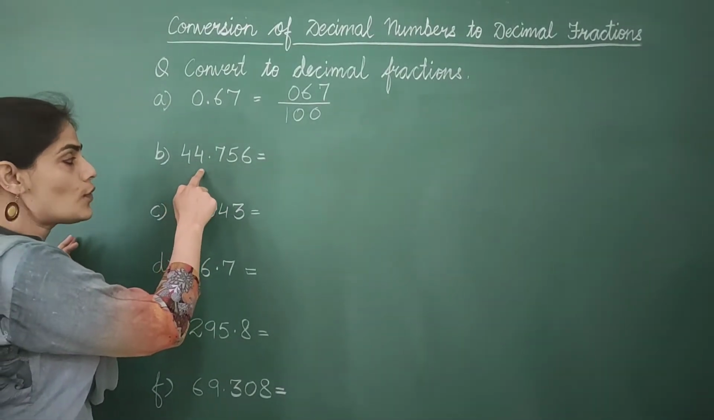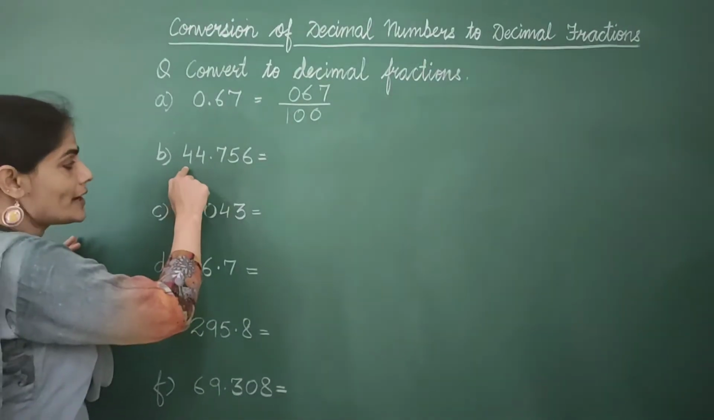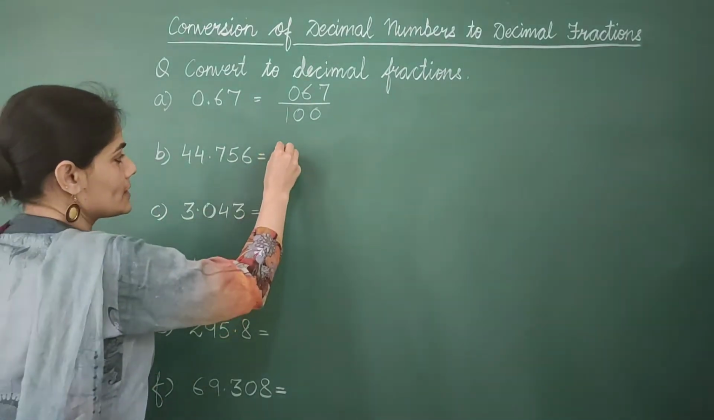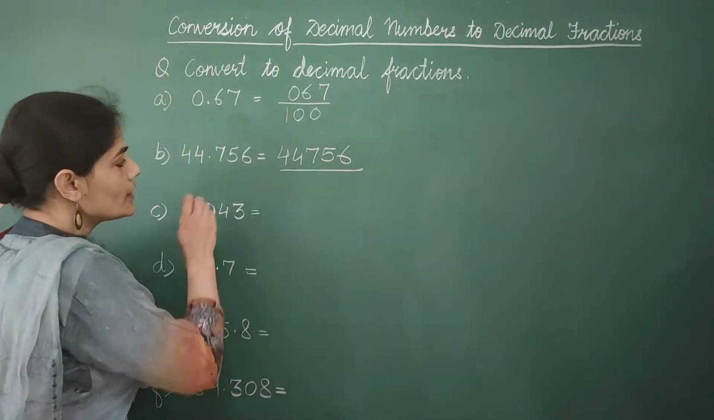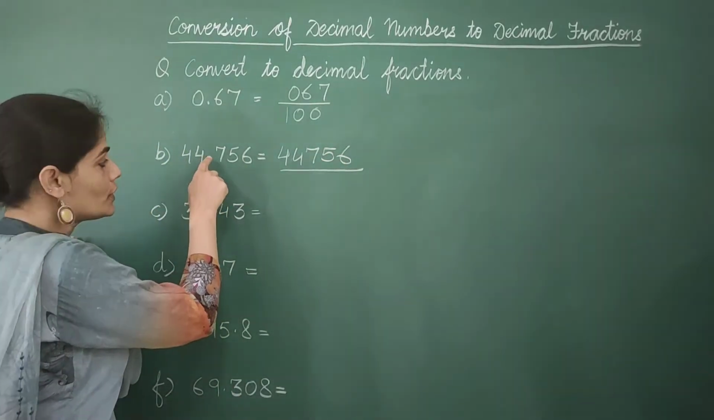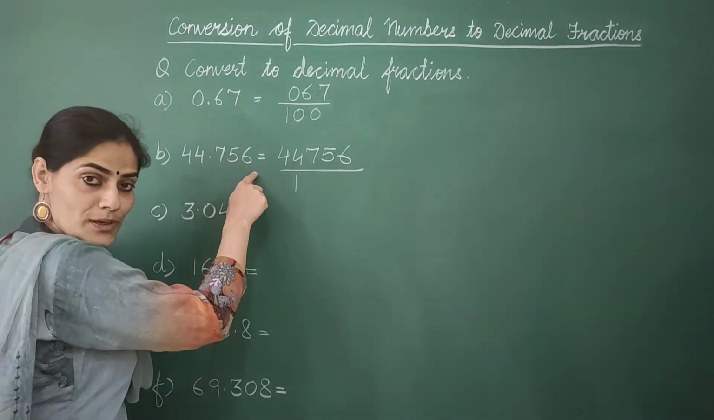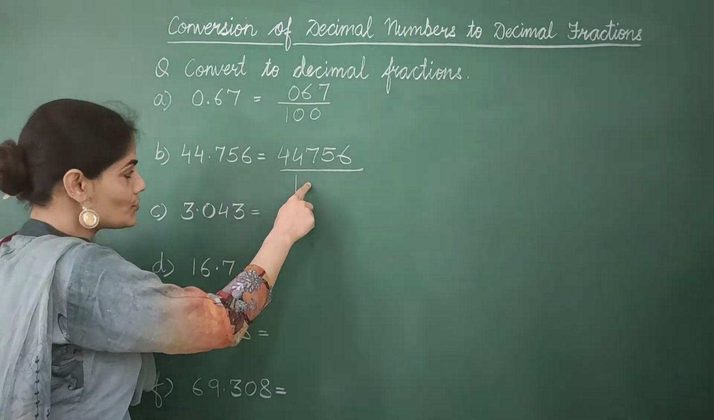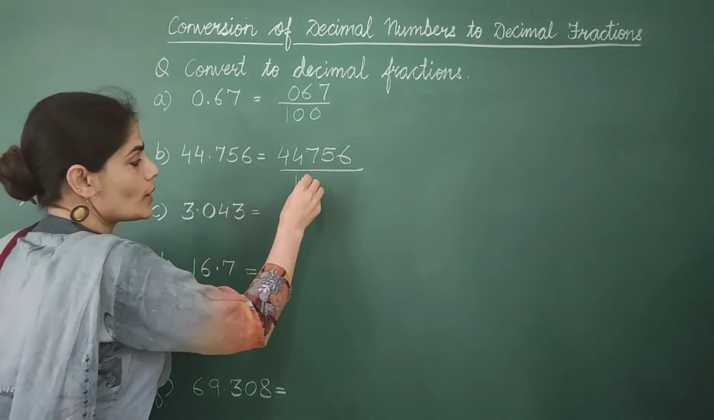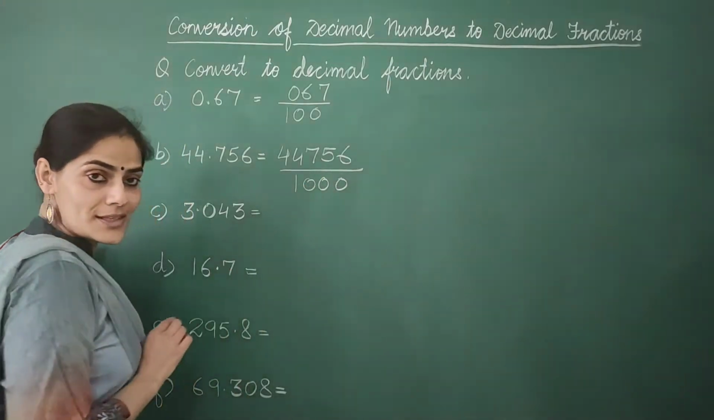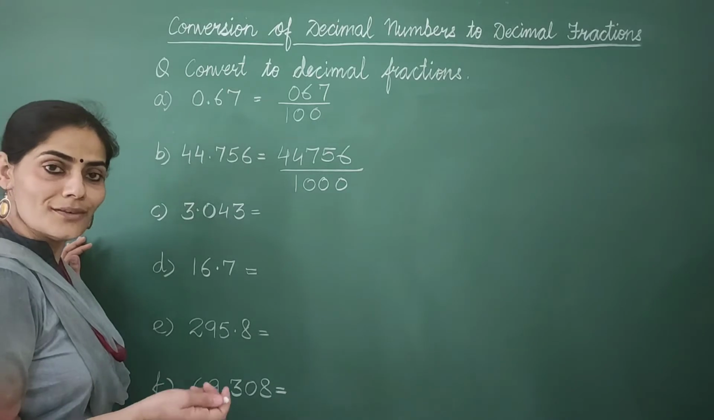This is 44.756. Forget about the decimal and write all the digits as it is. So it's 44756. Now look at the decimal point. For this decimal point, I write 1. And for the number of decimal places, I am going to put the zeros here. There are 3 decimal places, 1, 2, 3. So I am going to put 3 zeros. So we have converted this decimal number to a decimal fraction.